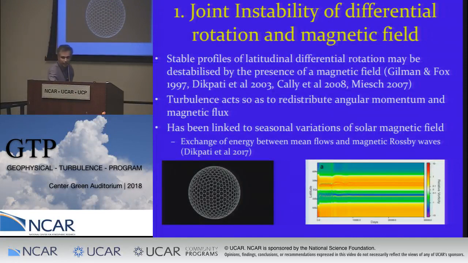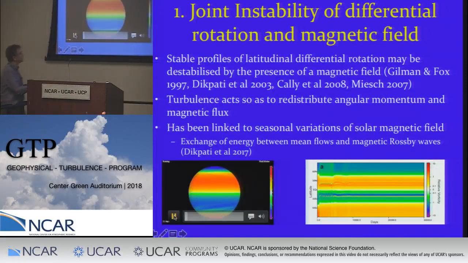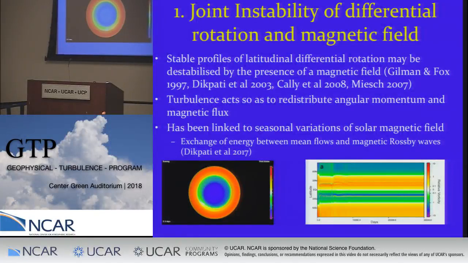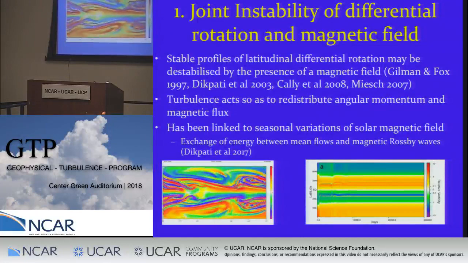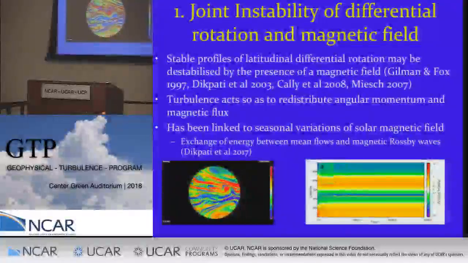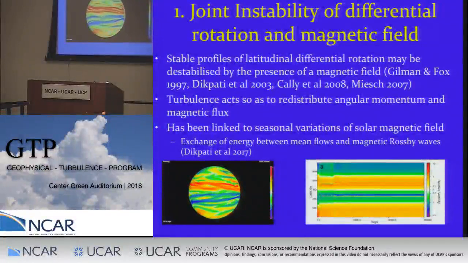So let me just show the movie again. It's the same movie. So we get this turbulence while the movie's going on. What we do here is we average over longitude. This is a 2D model. We average over longitude, and we plot the radial vorticity as a function of time, the average radial vorticity. And for the values of parameters we've put in, this reaches a steady state where, on average, the angular velocity has been redistributed to a marginal state.